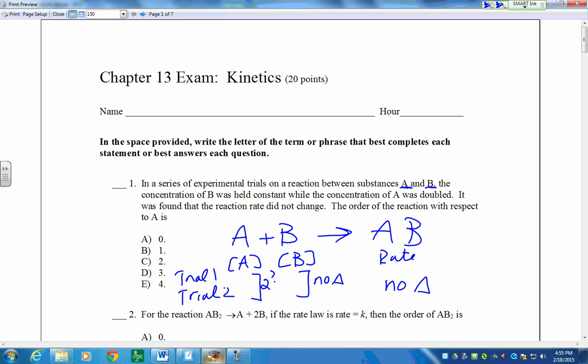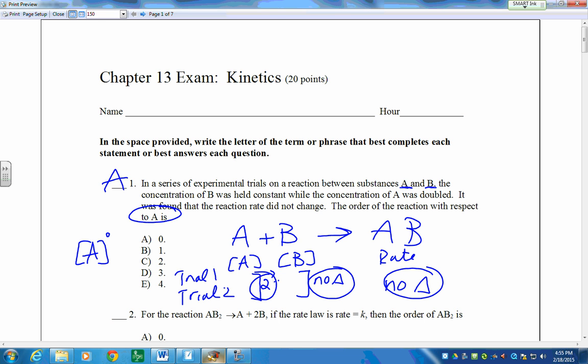Now think about this. You doubled A, you left B alone, and the rate didn't change. What that means in kinetics is A must not affect the rate of the reaction. And so the order of the reaction with respect to A is 0 order, because you doubled the concentration of A and the rate didn't double. That's what would have happened if it was first order, or it would have quadrupled if it was second order.